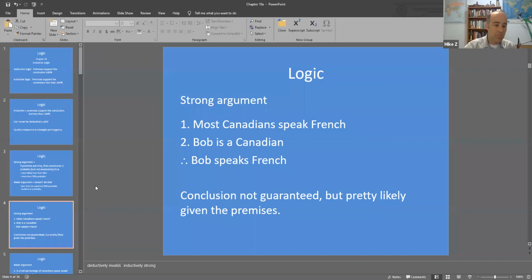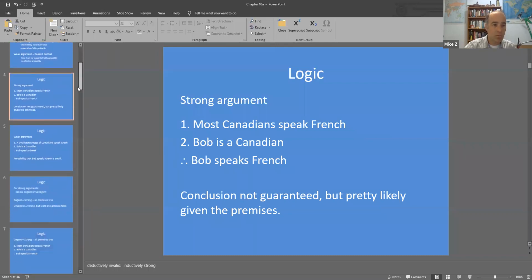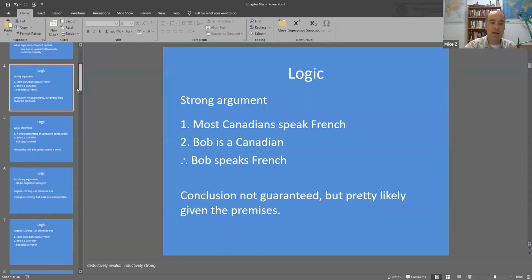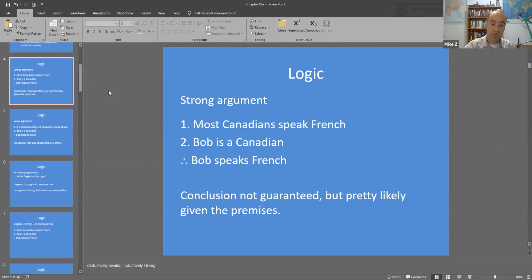Okay, so here's some examples that I actually had in chapter 1 as well, but they're worth revisiting here. Here's a very simple example of a strong argument. Most Canadians speak French. Bob is a Canadian, so therefore Bob speaks French.